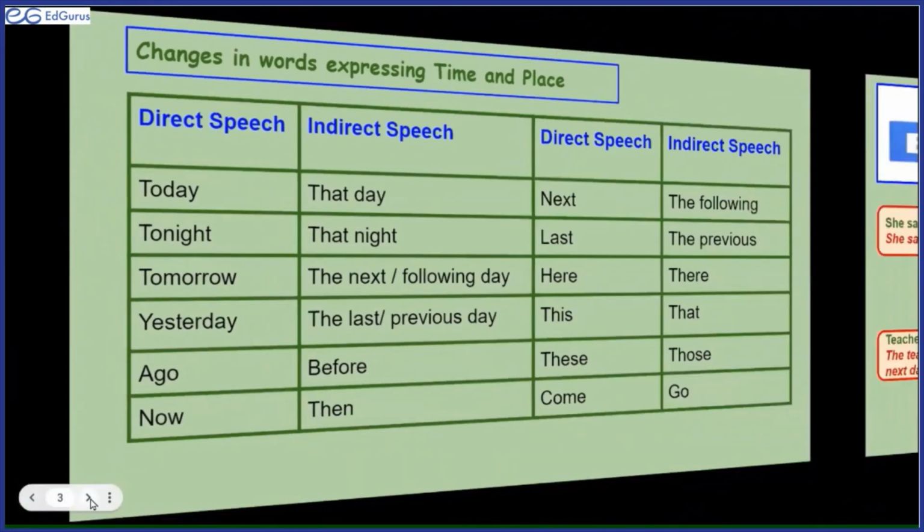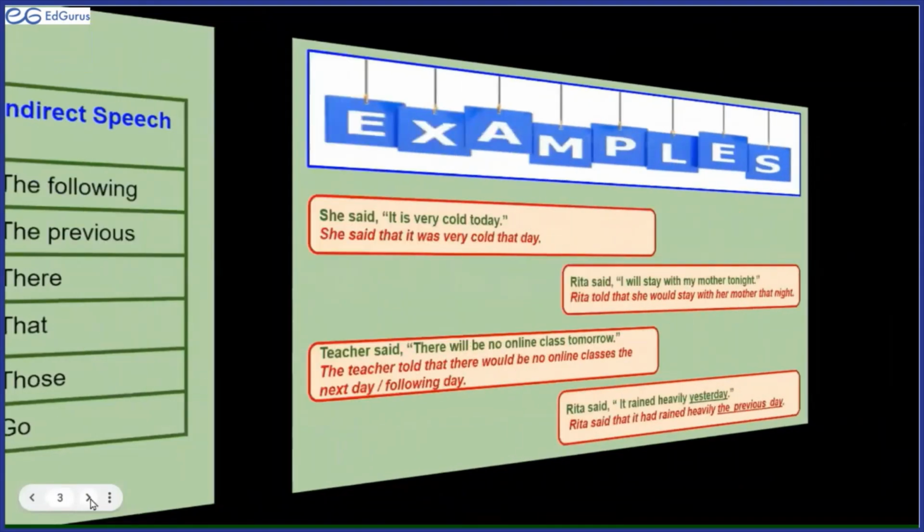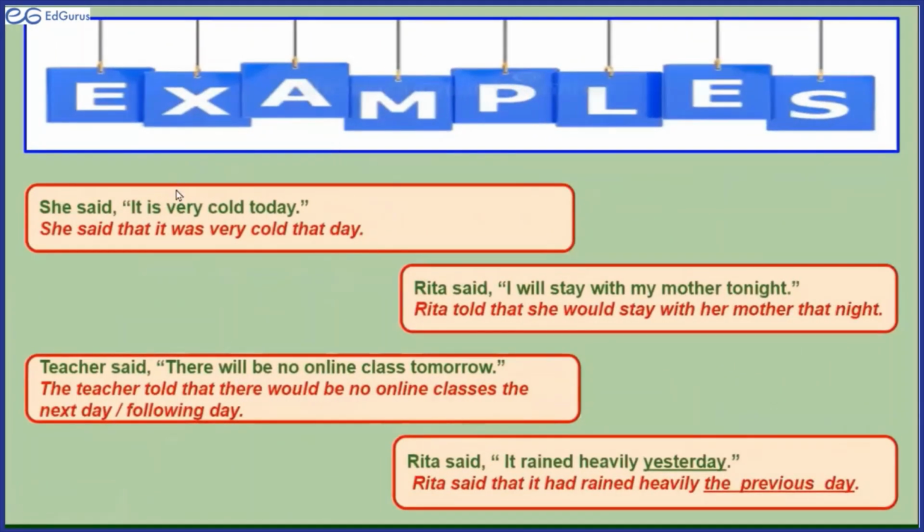Okay. Now the next, some examples. She said, it is very cold today. She said that it was very cold that day. Is changed into was, and today is changed into that day, right? Rita said, I will stay with my mother tonight. Now you read the answer. Rita told that she would stay with her mother that night. So tonight is changed into that night.